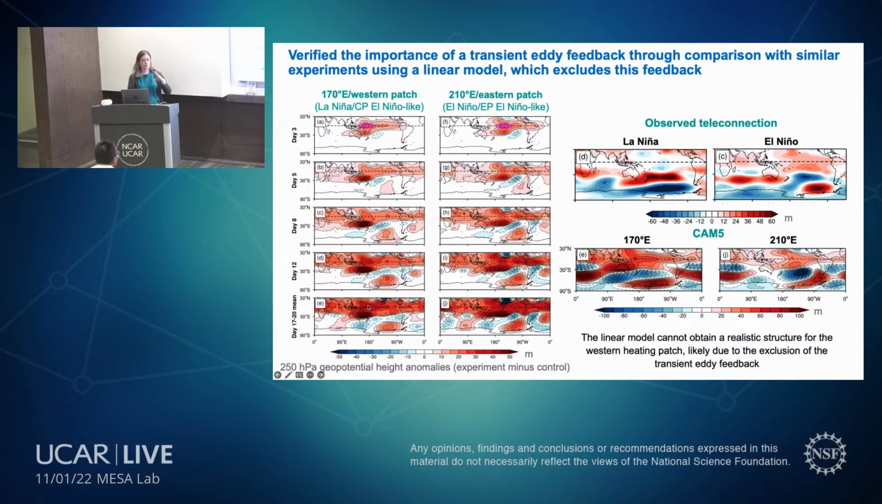For example, in this western heating patch, we see that these anomalies are perhaps more flattened compared to the eastern experiment, where they are slightly more arcing. But overall, the general appearance of these anomalies is similar between these two experiments, suggesting that this linear model cannot obtain a realistic structure and this asymmetry between western and eastern located heating due to the exclusion of this transient eddy feedback, like what we see in the observations and in the CAM5 simulations.